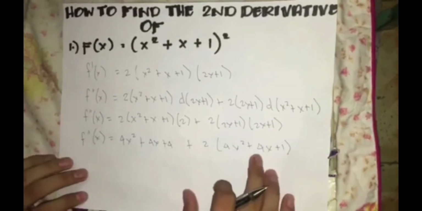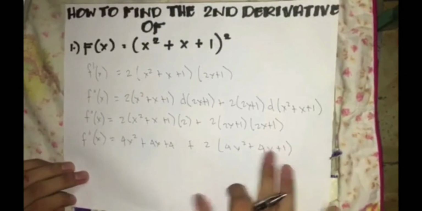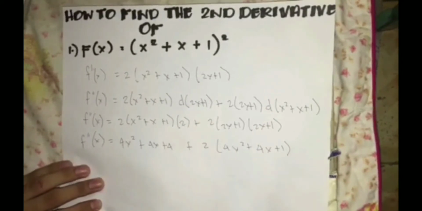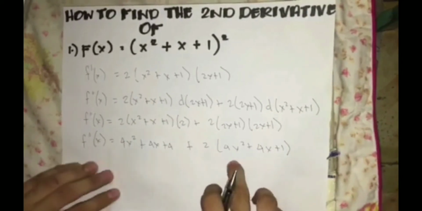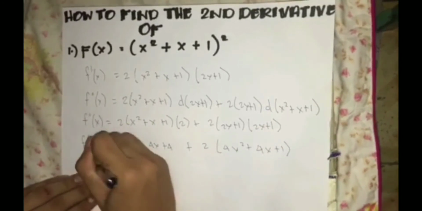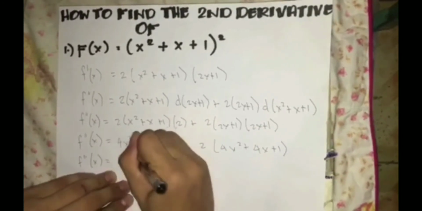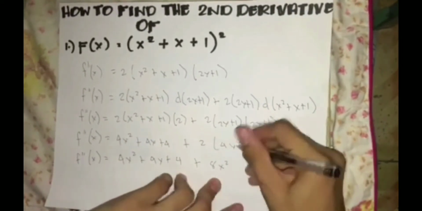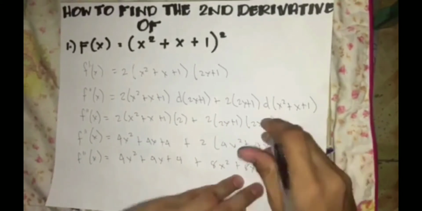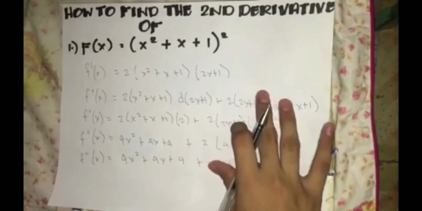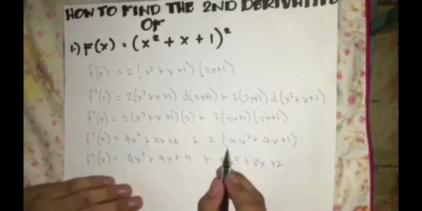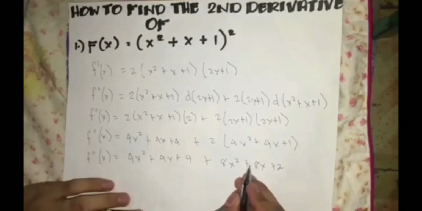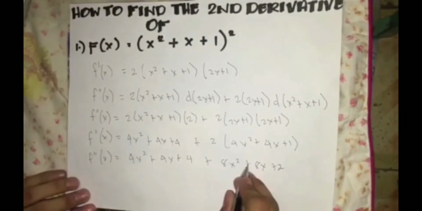So after you get it all, you need to multiply it so that you can get the answer of 4x squared plus 4x plus 4 plus 8x squared plus 8x plus 2. So after you get that, you need to add them according to their exponents.